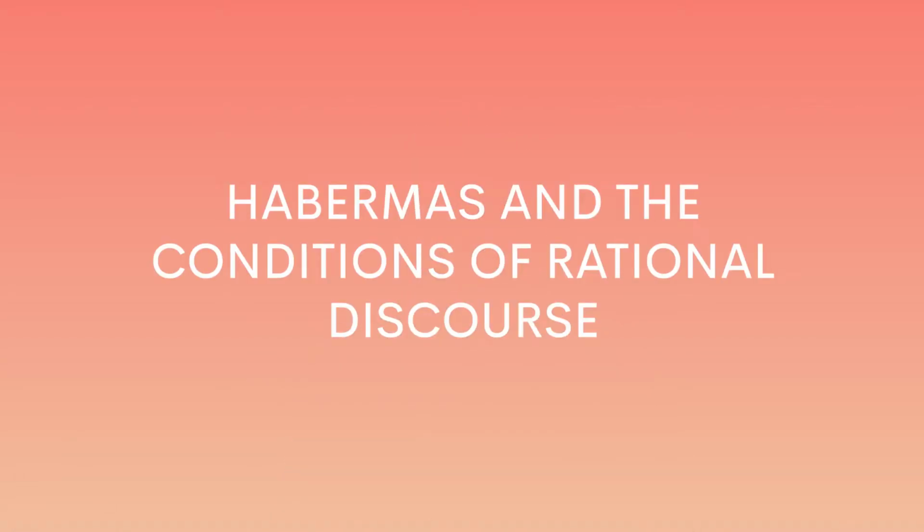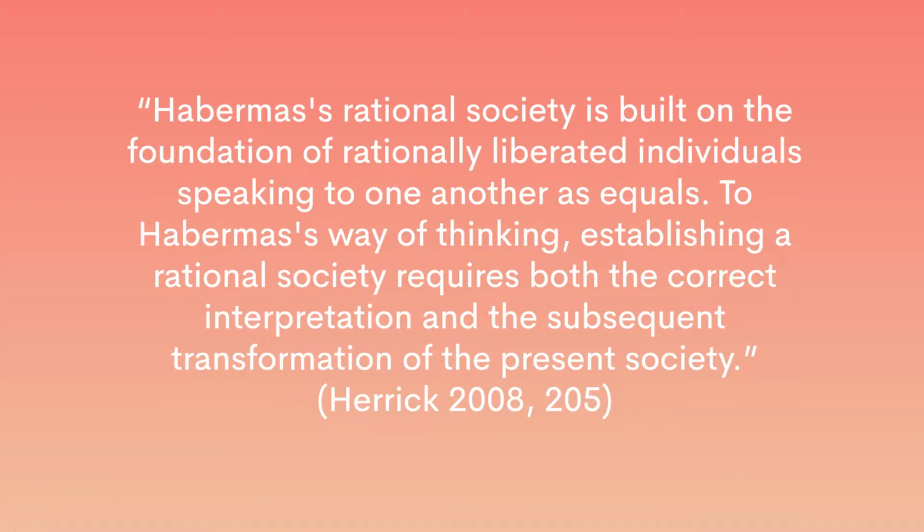The next scholar that we will explore is Jürgen Habermas and the conditions of rational discourse. Habermas believes that there is an ideal speech community and a rational society, and this belief leads him to a communication theory that seeks to liberate the self. Habermas's rational society is built on the foundation of rationally liberated individuals speaking to one another as equals. To Habermas's way of thinking, establishing a rational society requires both the correct interpretation and the subsequent transformation of the present society.